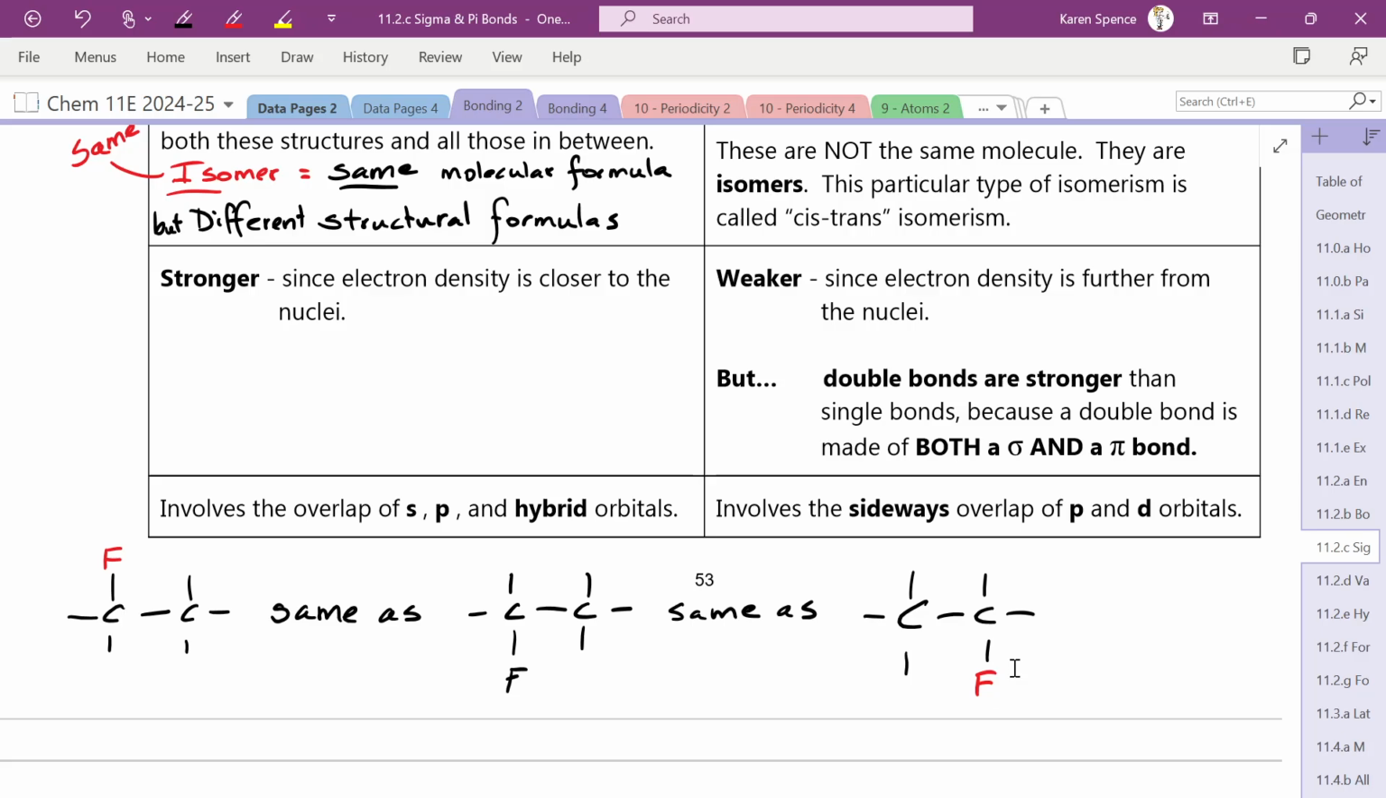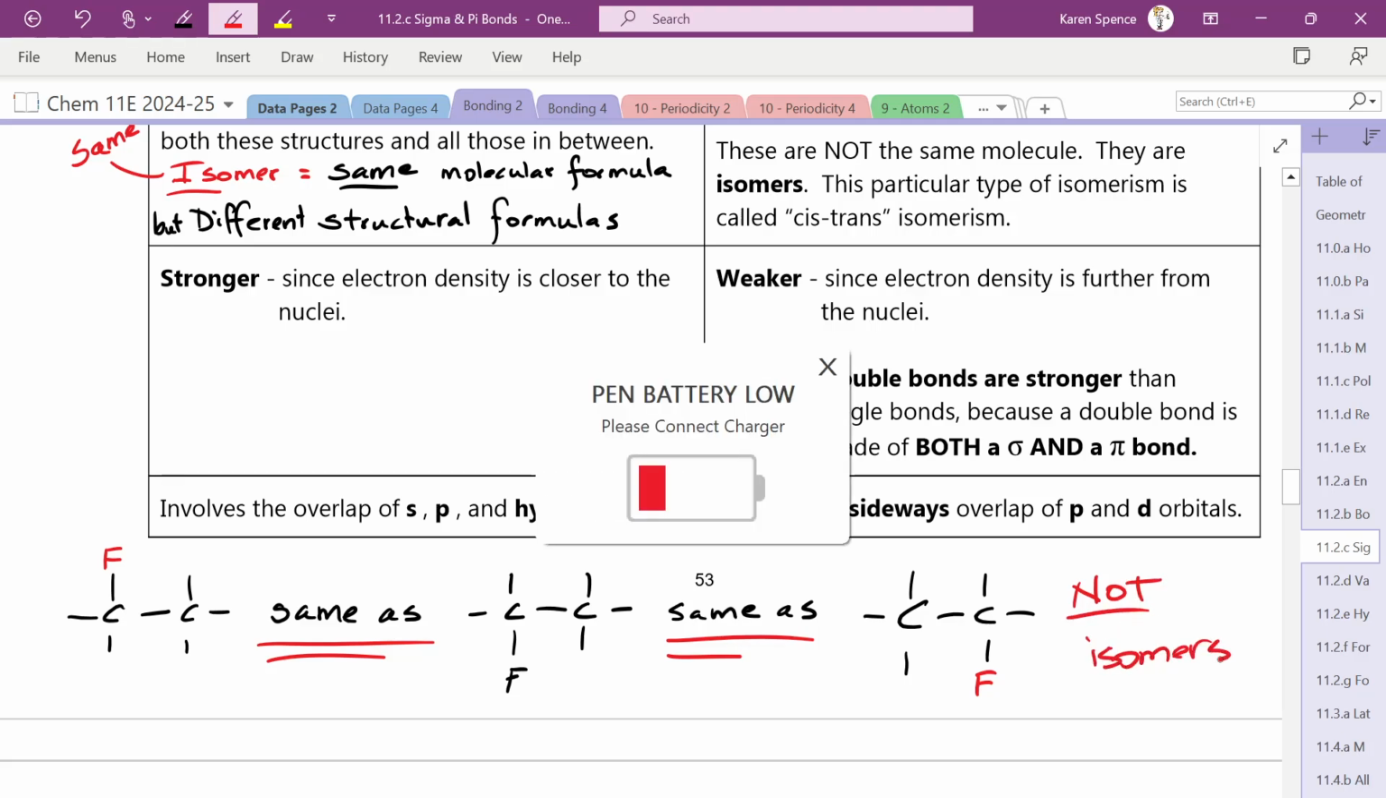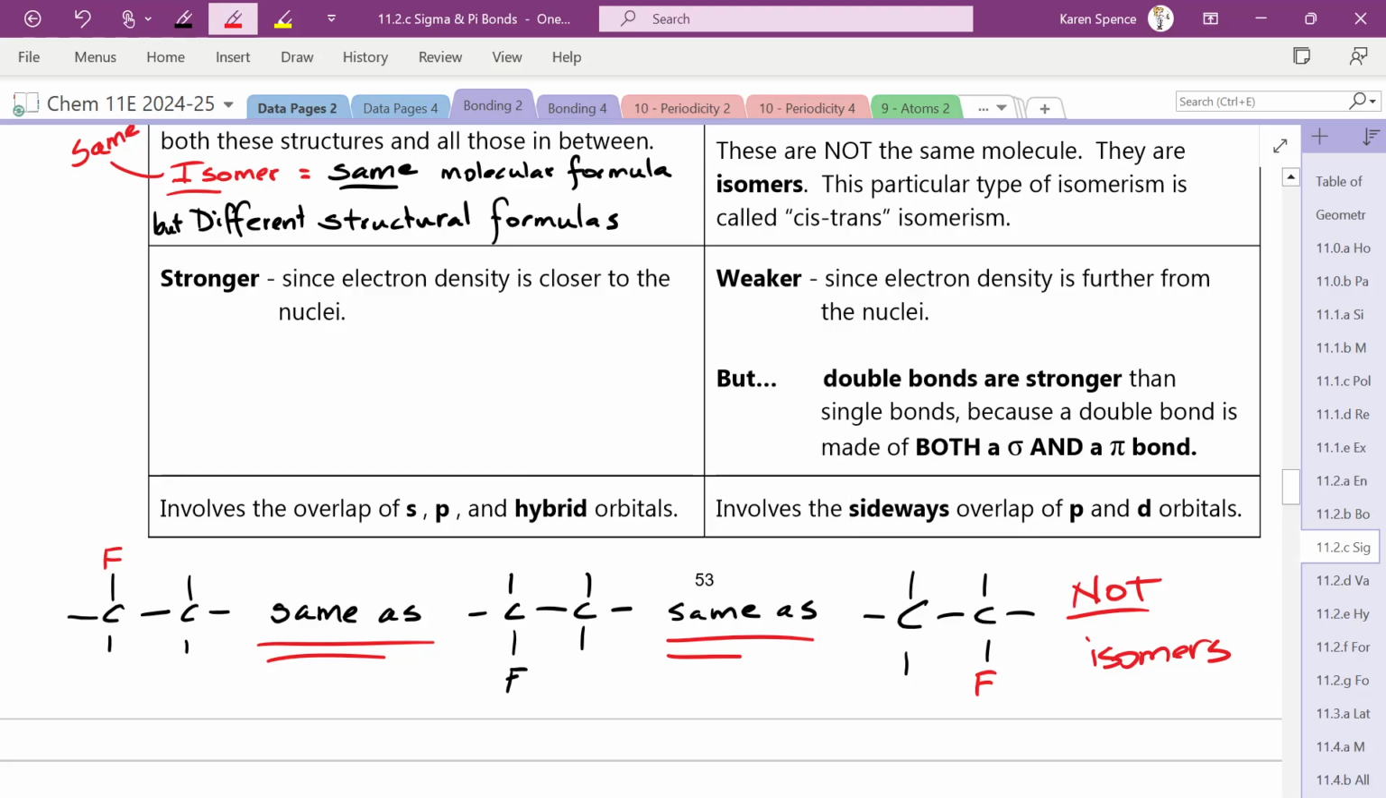Same molecule, same molecule. Single bonds, that can happen. Double and triple bonds, that cannot happen. You cannot rotate. Okay? And these are not isomers. They're all the same molecule. They will have all the same chemical properties. They will behave the same chemically, right? They're the same chemical.